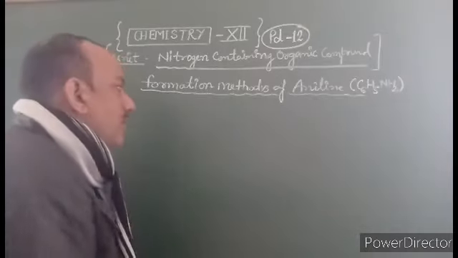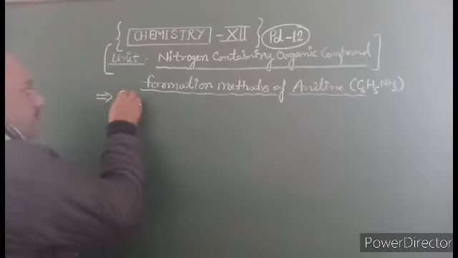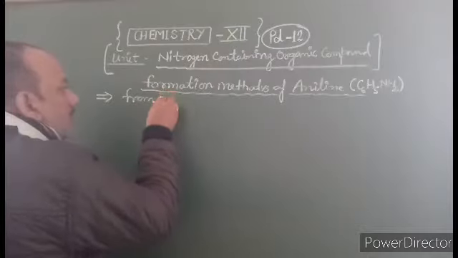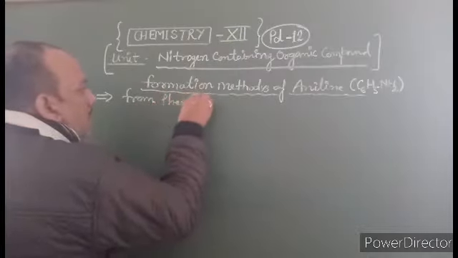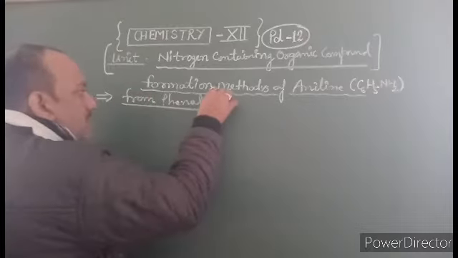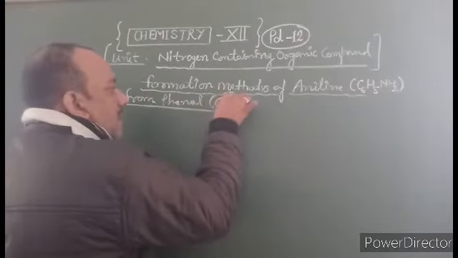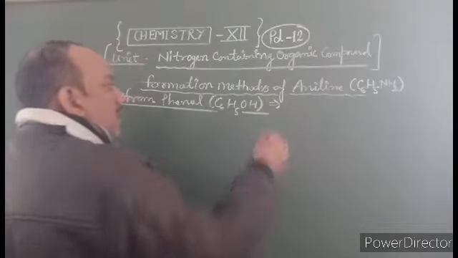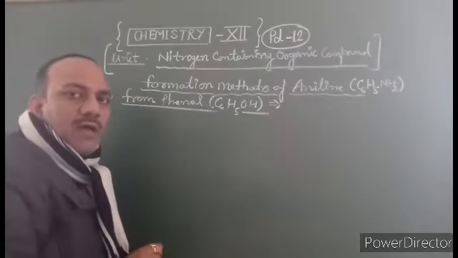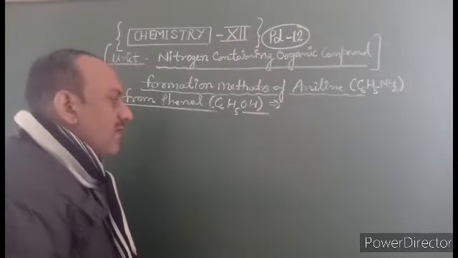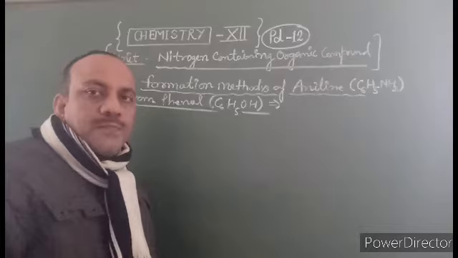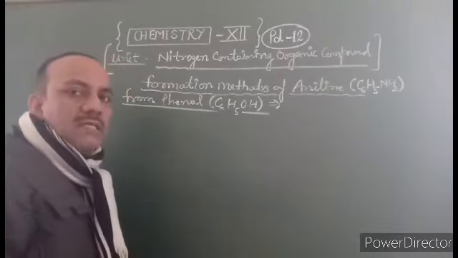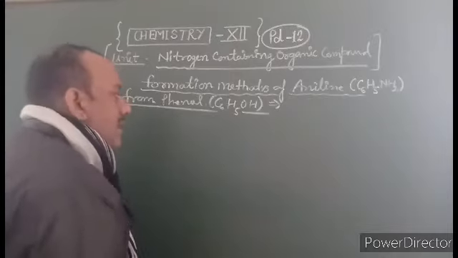So first we start from phenol. The formula of phenol is C6H5OH. When phenol is heated with ammonia in the presence of anhydrous ZnCl2, zinc chloride, at 300 degrees Celsius temperature, then it makes aniline.